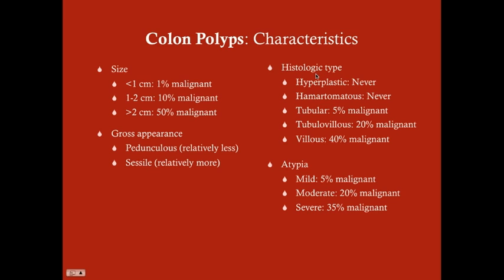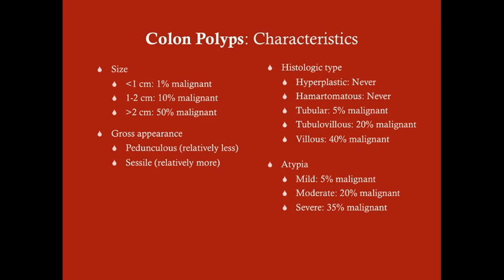The histologic type is also important. So hyperplastic polyps are the most common. Those are never malignant. Hamartomatous polyps can occur in some patients with some of those polyposis syndromes. Those themselves are generally never malignant. The polyps that tend to be malignant, these adenomatous polyps, are tubular, tubulovillous, and villous. So there's a tubular polyp, which is 5% likely to be malignant, and the villous polyp, which is 40% likely to be malignant. Obviously, the villous one is the one to be more concerned about. The way you can remember that is villous equals villainous. And then tubulovillous shows features of both.